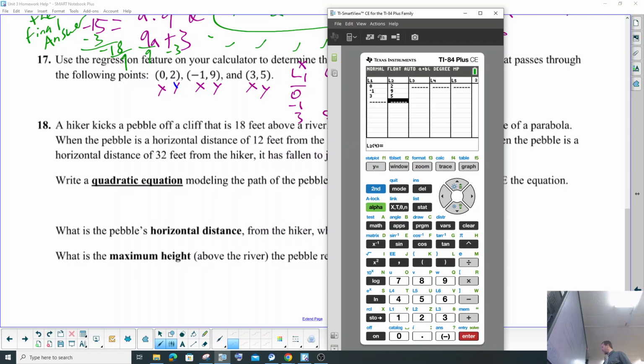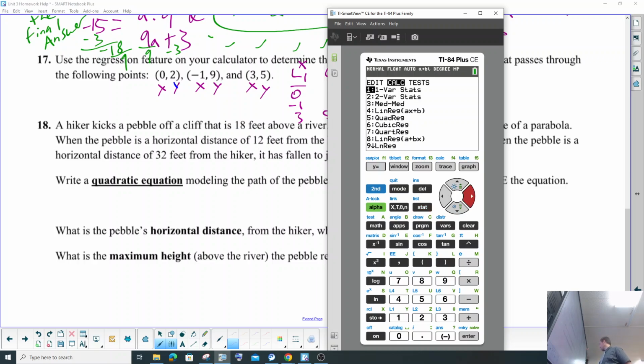Do you remember where quadratic is? You got to remember it for the final. Put it on your note card. So stat edit is what we just did. Now stat over to calc. We do option 5, quadratic. So we push enter. We want L1, second L1, and second L2. And then we're going to go ahead and calculate that.